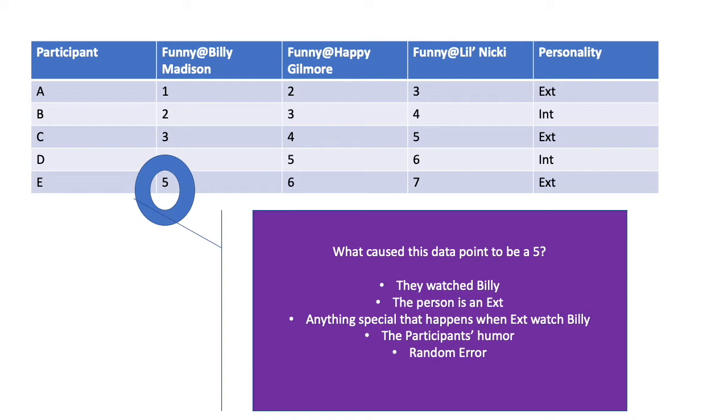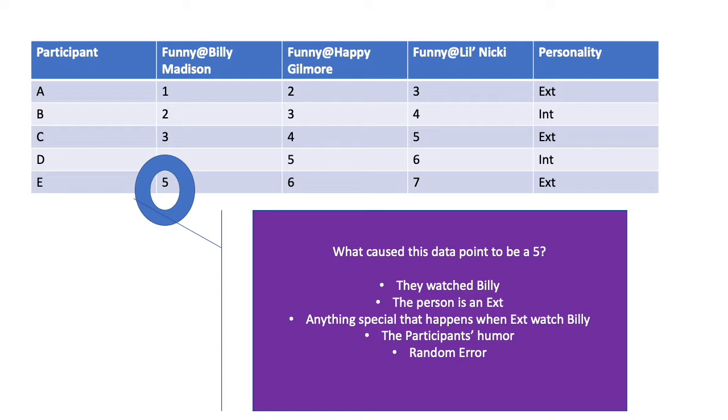And a lot of people say, I don't know, I never thought about that. Yeah, think about it. That number is a number 5 in part because participant E watched Billy Madison, because participant E is an extrovert, because special things may happen when extroverts watch Billy Madison, because participant E just has a high level of humor in general. We can see that in the data set. They have the highest humor scores, or just random crap that we don't know where it's coming from.